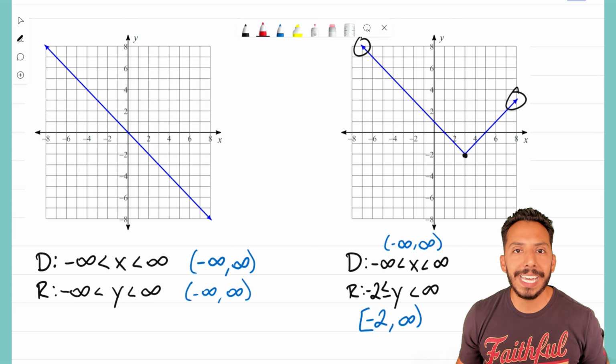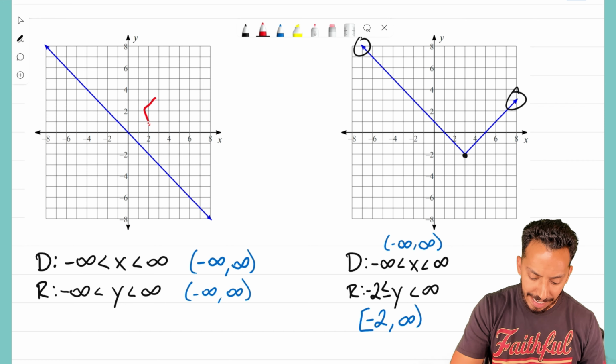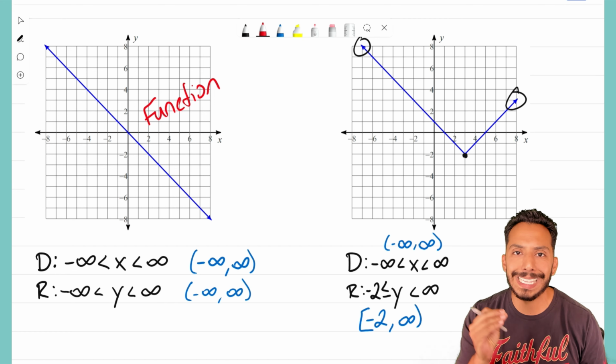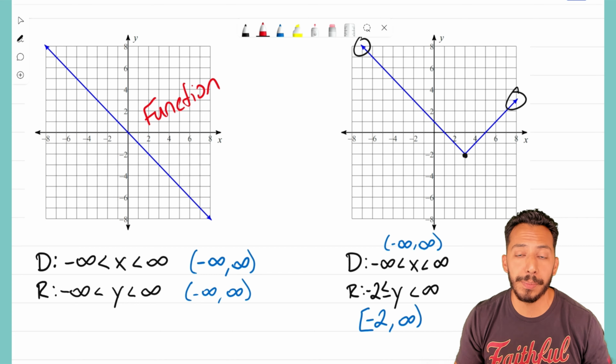The other thing we got to say is, are these graphs functions? Well, we're looking at the first one. This is definitely a function. How do I know so quickly? It is a straight linear line there, and it's not vertical. That is for sure going to be a function.